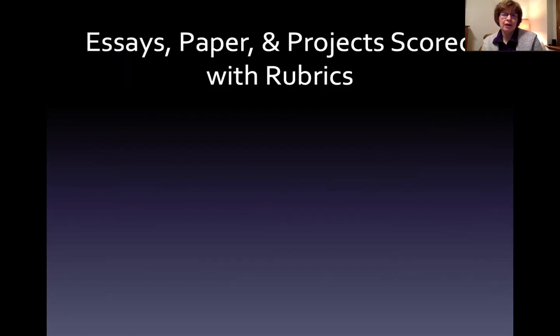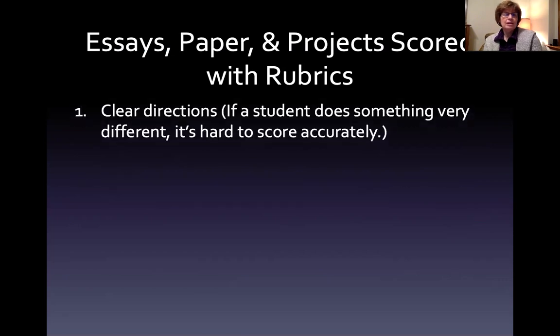Essays, papers, and projects should be scored with rubrics. We mentioned that just briefly in class, and remember we said that the rubrics have to have enough information on them that two different people could come to the same conclusion, okay? So clear directions. The rationale behind that is if a student does something very different, it's hard to score accurately. So you want clear directions so everybody's headed down the right path.